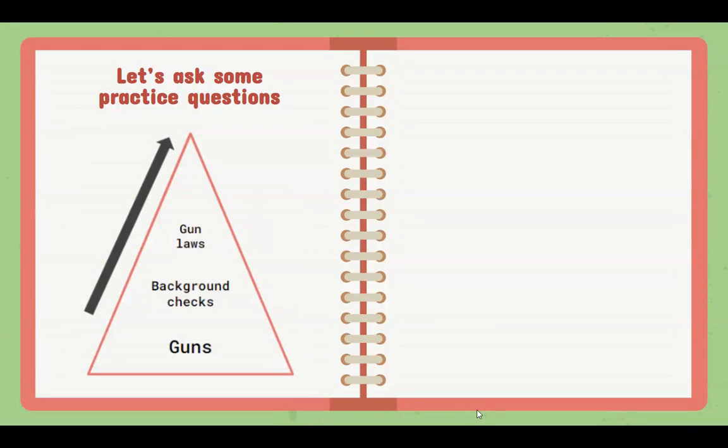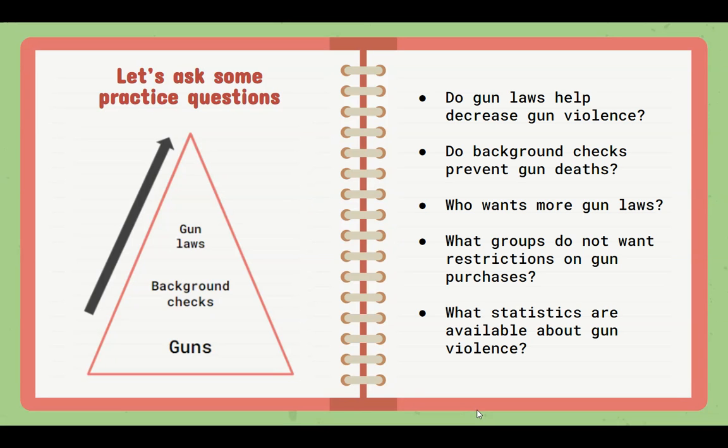Let's do a practice round. Let's pretend my topic is guns. I'm interested in researching guns. More specifically, I want to know more about background checks. Who needs them? Why do you need them? Do you need them in every single state in the United States? Let's get more specific. What are the gun laws in each state? Can anybody own a gun? These are examples of a topic triangle that will help you develop your research questions.